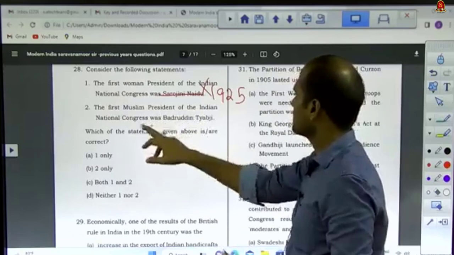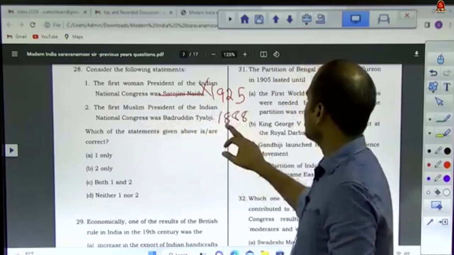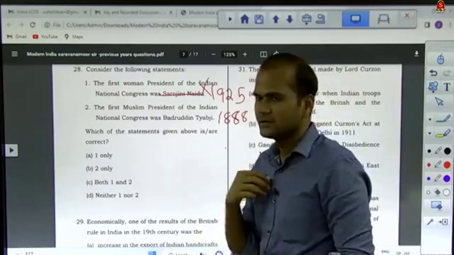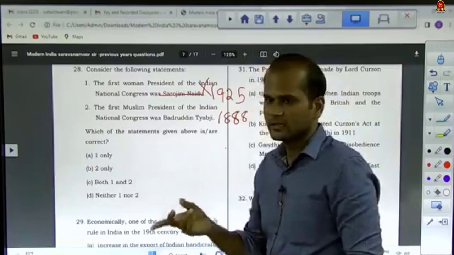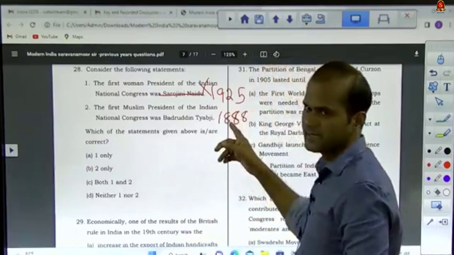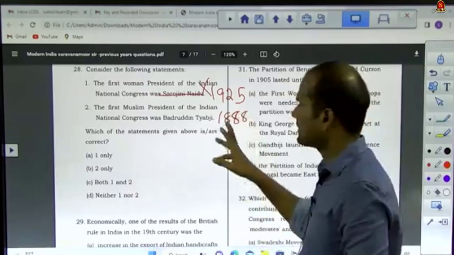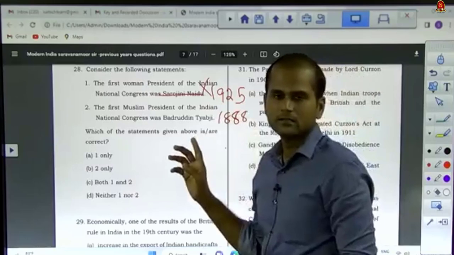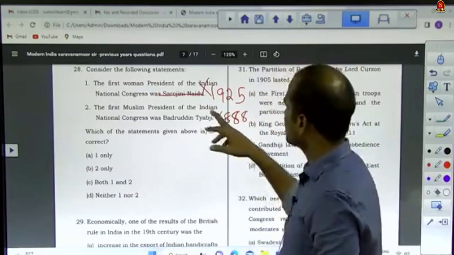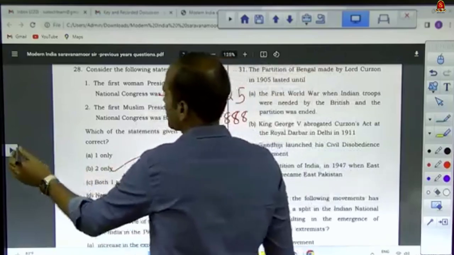The first Muslim president of the Indian National Congress was Badruddin Tyabji, 1888, in the Madras session. First session, W.C. Banerjee, Bombay. Second session, Dadabhai Naoroji, Calcutta. The third session of the INC was held there. First Muslim president, Badruddin Tyabji. Thus, the first statement is wrong, the second statement is right, answer B.